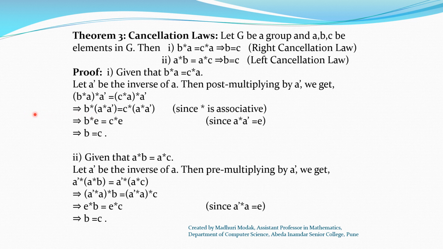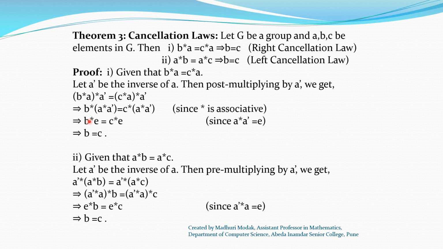Now here B star one bracket is equal to C star some bracket, but see that in the bracket it is A star A dash and here also it is A star A dash, meaning both elements are the same, and they are present to the right of star. So we get B star E is equal to C star E. Why? Because A star A dash is identity, as A dash is the inverse of A. By definition of inverse, A star A dash is equal to identity. So for both the brackets we write it as E.